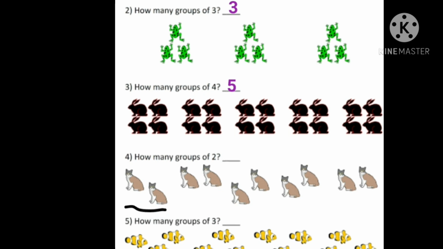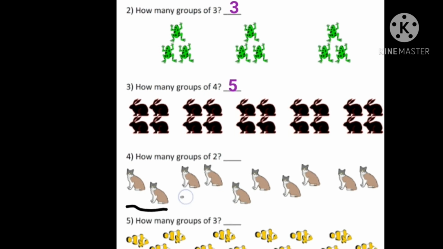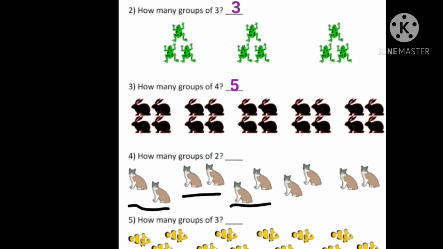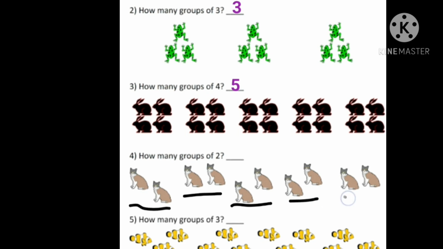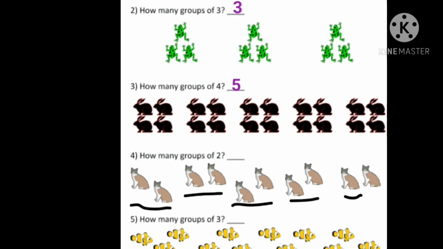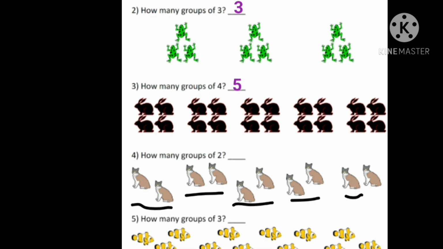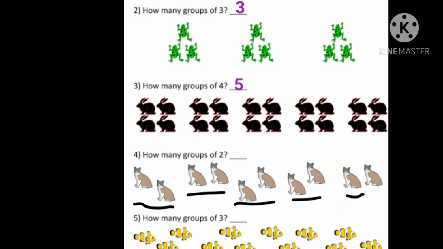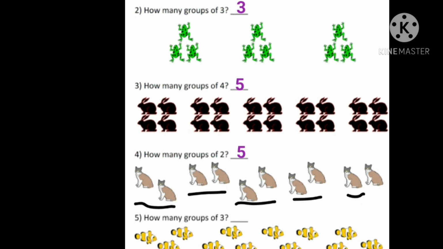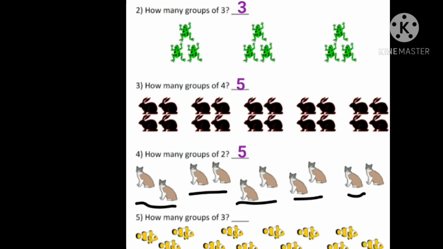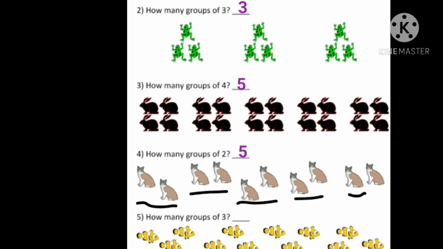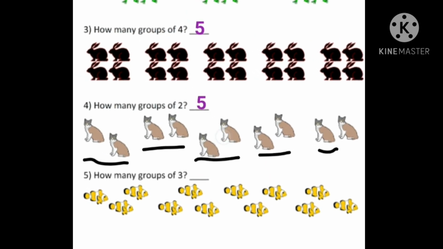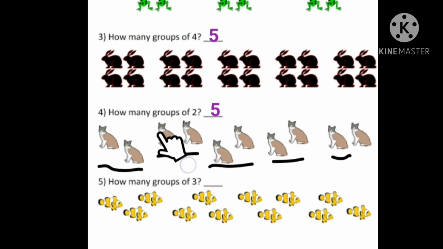So group number 1 contains 2 cats. Group number 2 also contains 2 cats. And this is group number 3, group number 4 and group number 5. Okay. So how many groups? 1, 2, 3, 4, 5. So here we have 5 groups of 2. Okay, 5 groups containing 2 cats each.